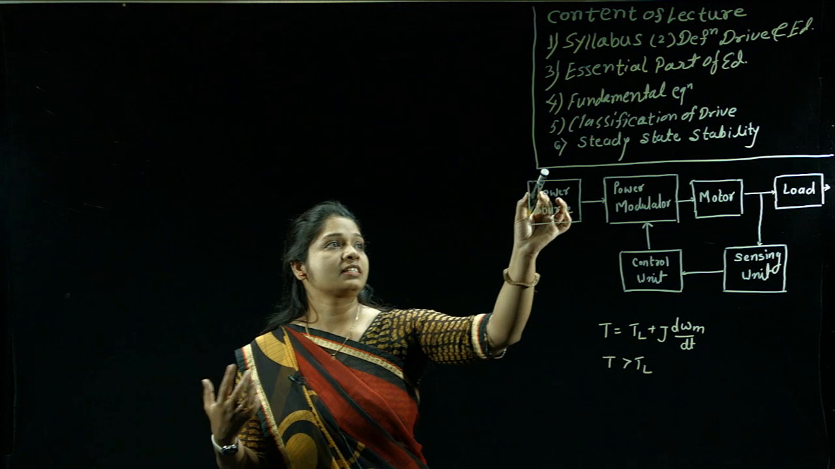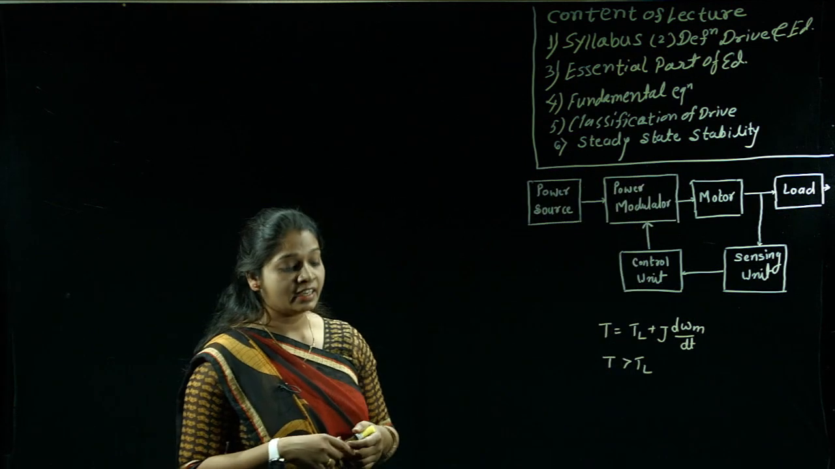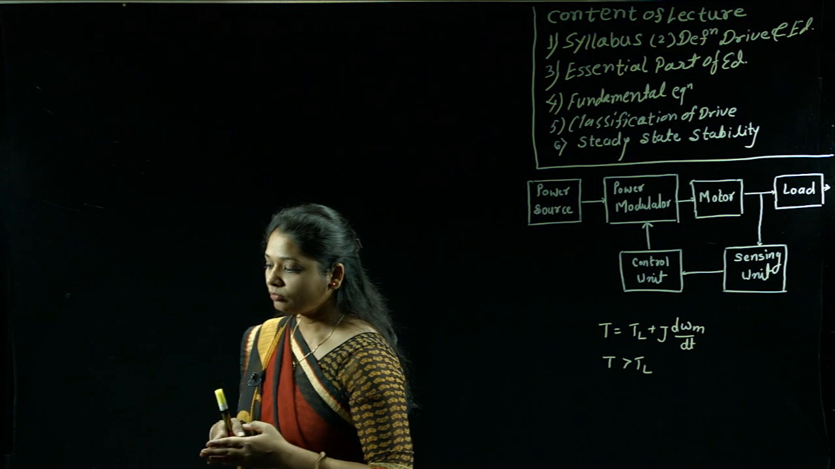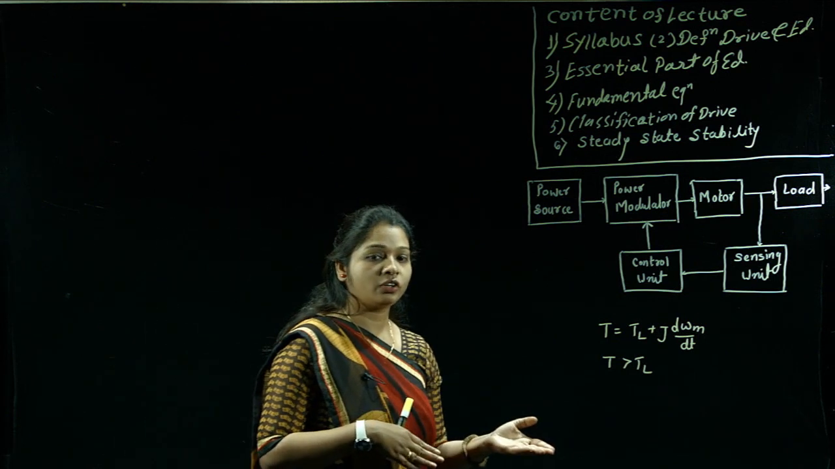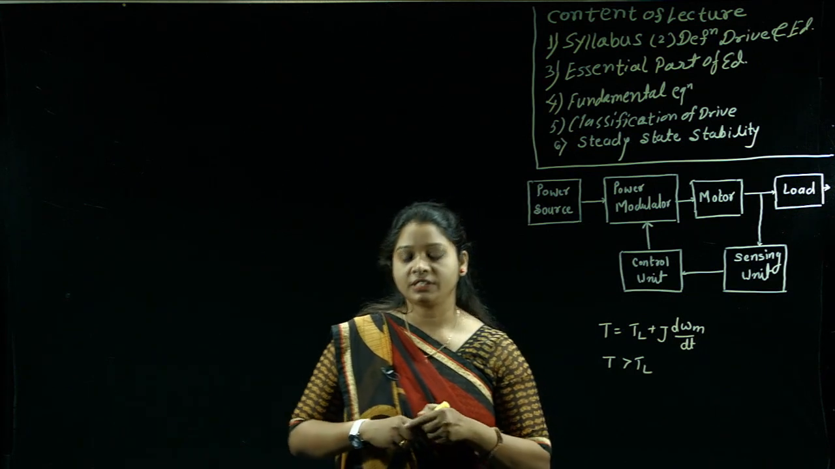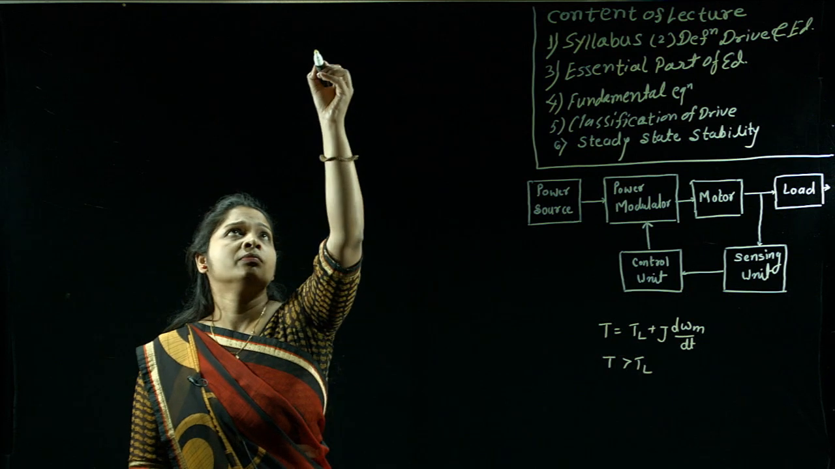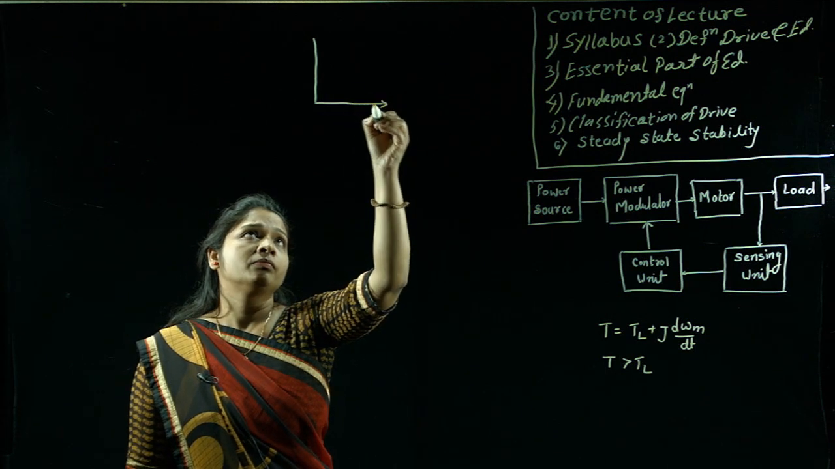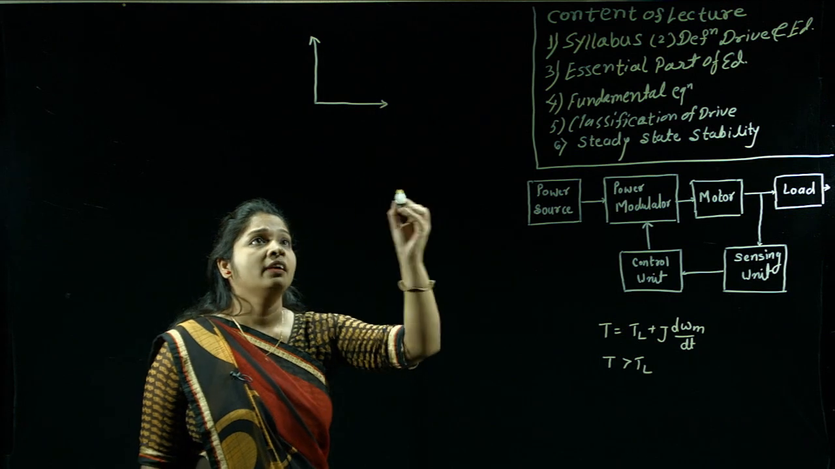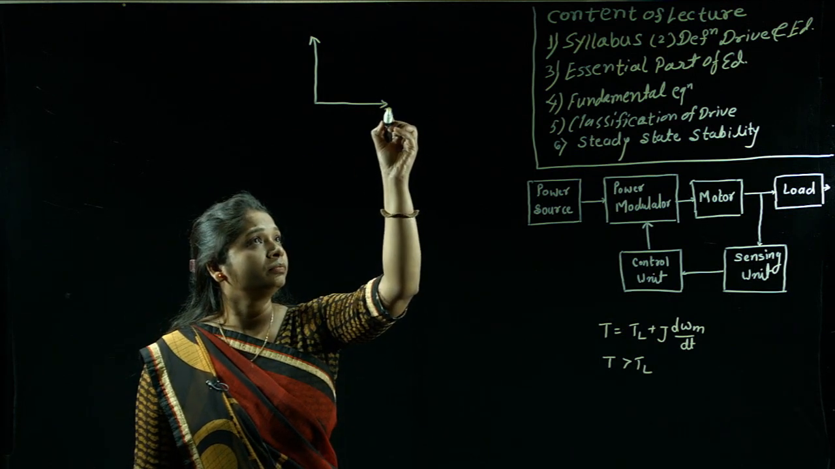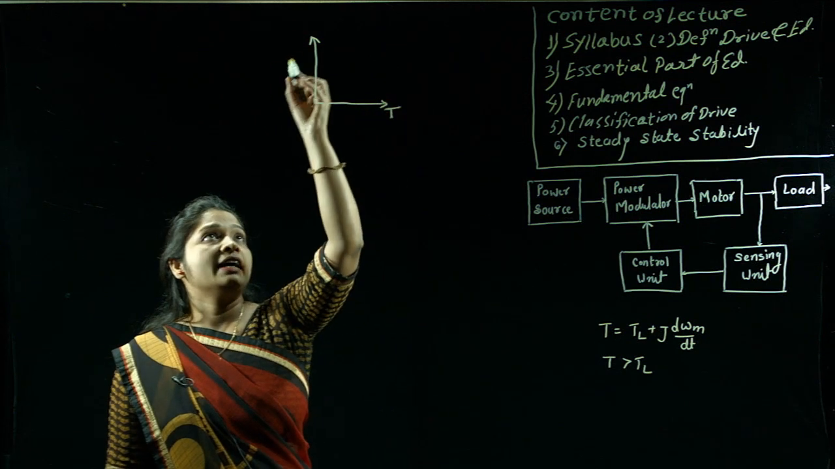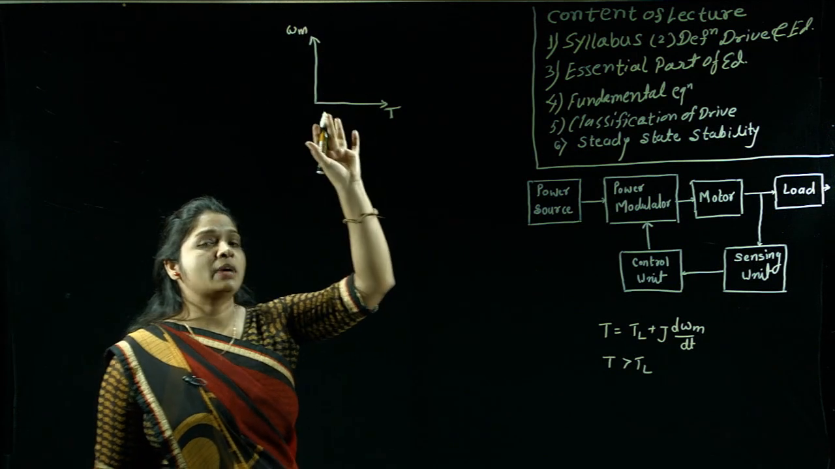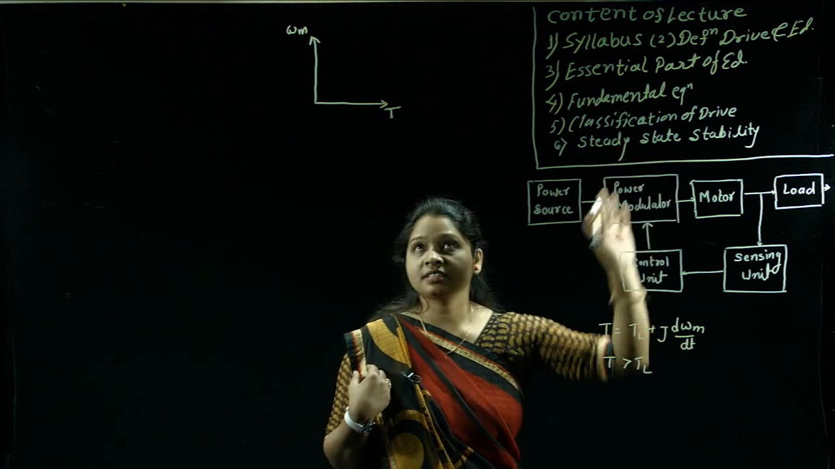Next thing is steady state stability. Let us examine steady state stability using a graphical representation. For example, we consider motor torque, load torque and some equilibrium point. On the x-axis we take torque and on the y-axis we take omega m. By using the graphical representation we study the steady state stability.